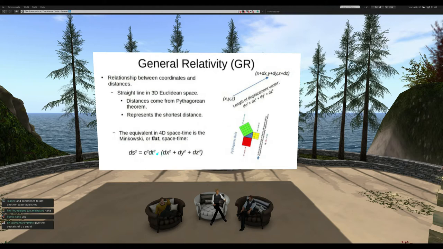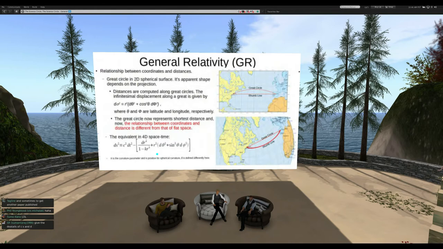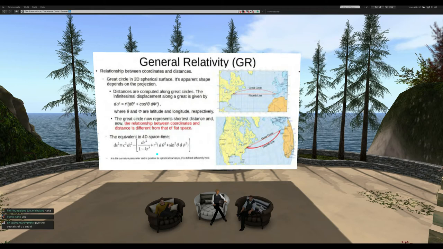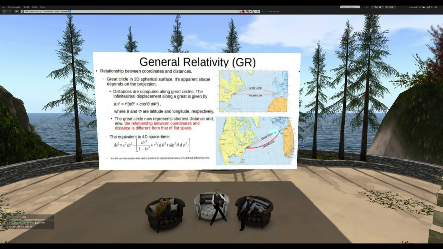In 4D space, as mentioned before, this is the Minkowski space, flat space-time generalized to four dimensions. So you're still using the Pythagorean theorem, with the minus sign here because space and time are not the same. And as I said, a straight line is the shortest distance, but that doesn't always apply, because we were talking about a flat space-time.